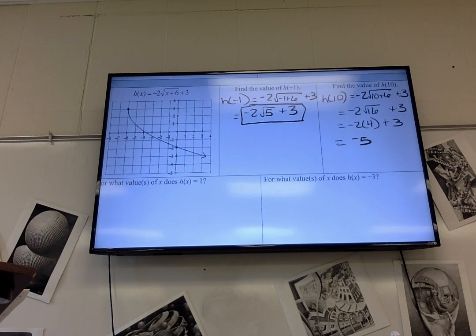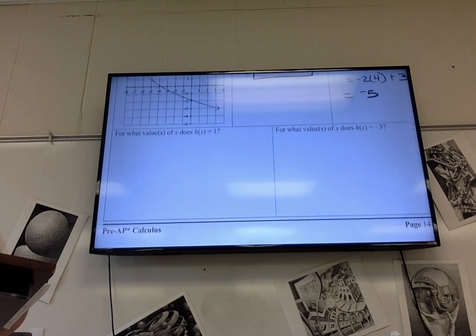And I can look, well, no, I really can't because it doesn't go all the way up to 10, but I would have the ordered pair -5, positive. Oh, wait a minute. No, it'd be 10, -5. That would be like way over here somewhere if I was looking at that graph. A question? We good? Are we good? Okay.